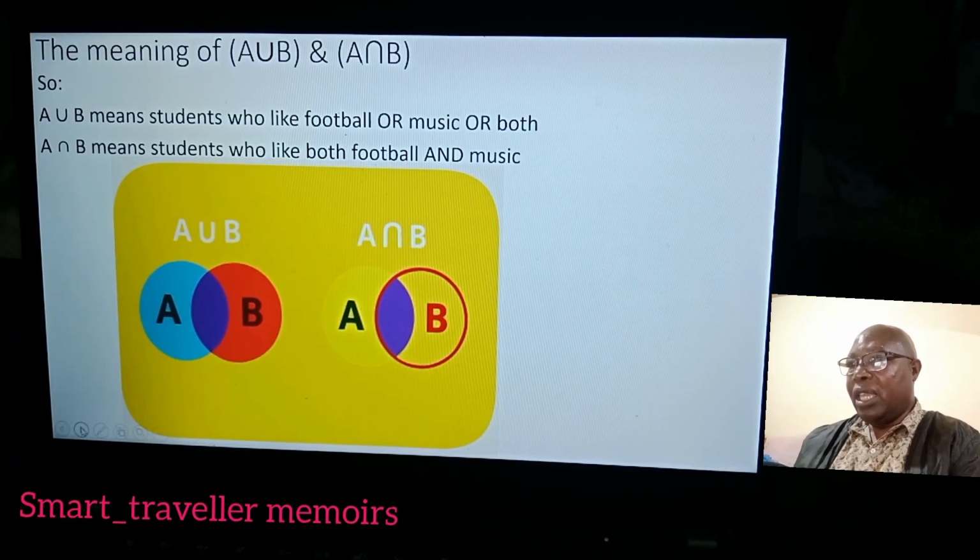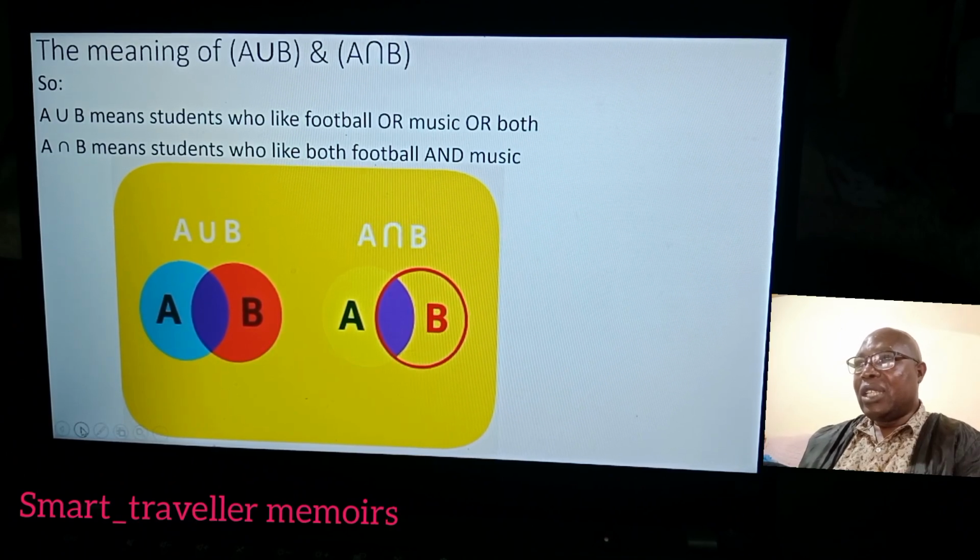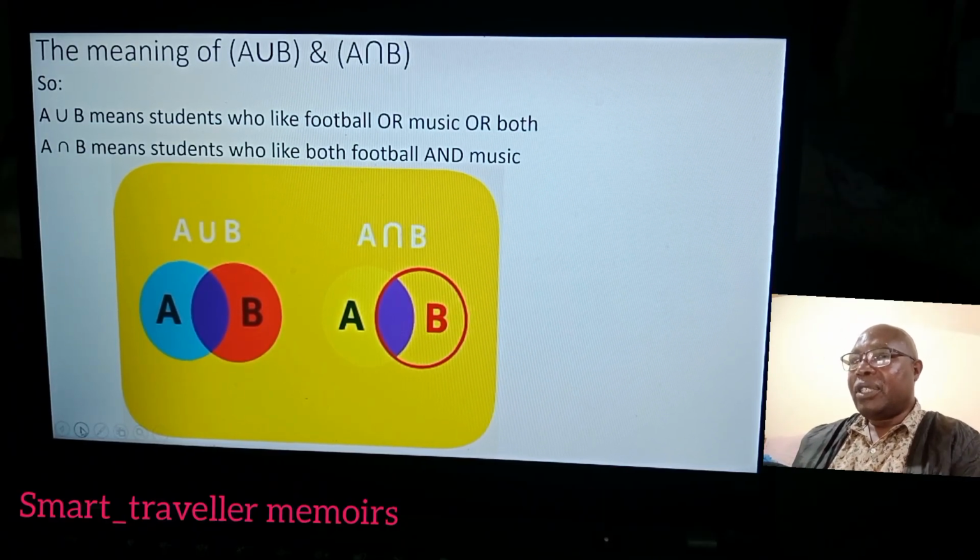For A union B, you can see these are the members of A and the members of B and all the members who are doing the two, music and football. They are in between. Then in A intersection B, we have only the members who are doing both music and football.